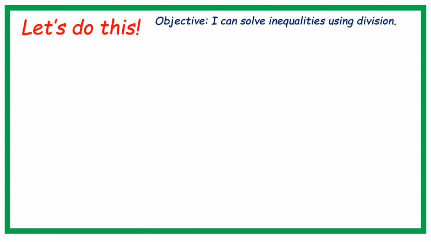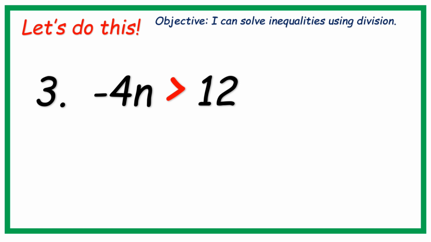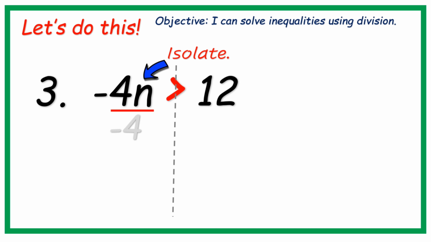Again, our objective: I can solve inequalities using division. Let's do this. Number 3. Negative 4n is greater than 12. Again, we need to isolate the variable by removing any number near it. And in this case, it's a negative 4. Every time you divide a number on the left side, do that on the right side. Don't forget that the inequality separates the left side and the right side.